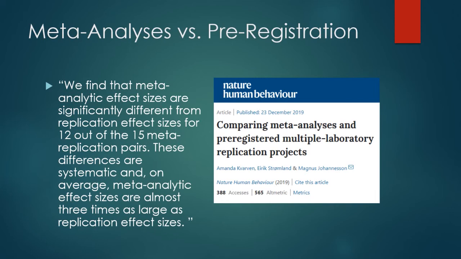This was published in 2019, so late 2019, like 2 months ago. They say, quote, "We find that meta-analytic effect sizes are significantly different from replication effect sizes for 12 out of the 15 meta-replication pairs. These differences are systematic, and on average, meta-analytic effect sizes are almost 3 times as large as the replication effect sizes."